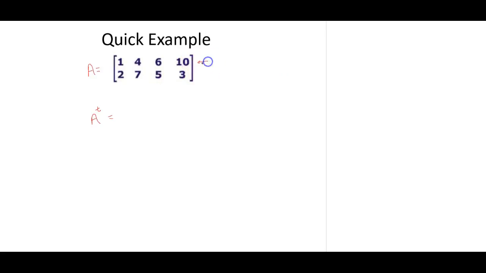So here we have row 1 becomes column 1. So when we make a new matrix with the transpose, row 1 becomes column 1: 1, 4, 6, 10. Row 2 becomes column 2: 2, 7, 5, 3.